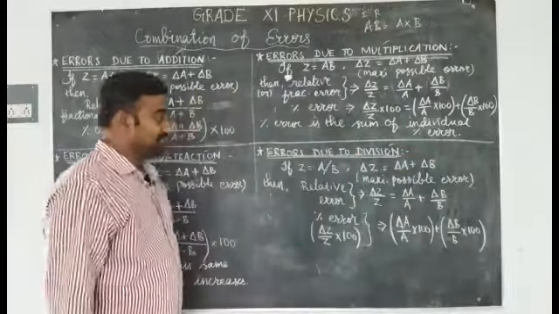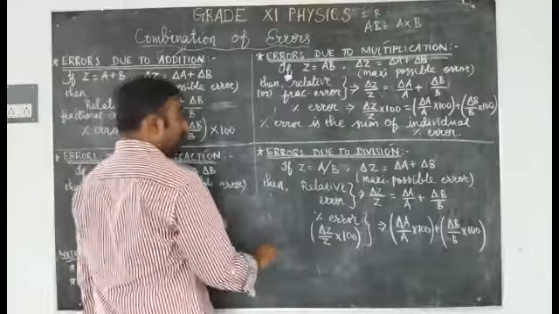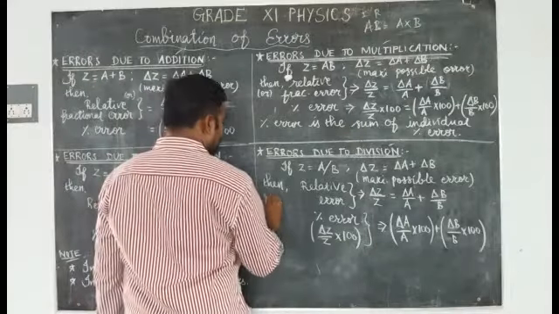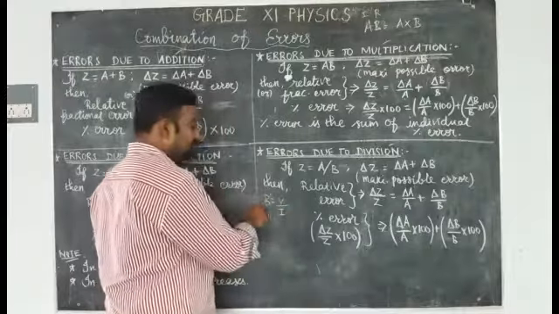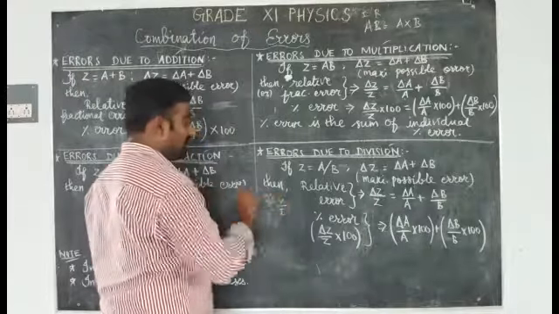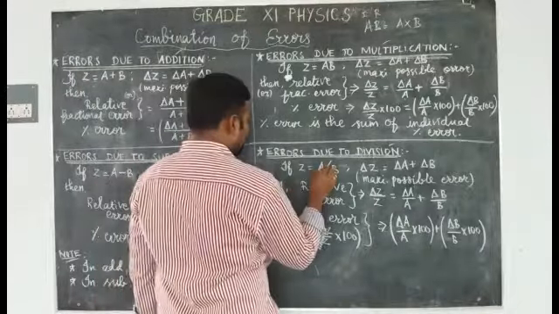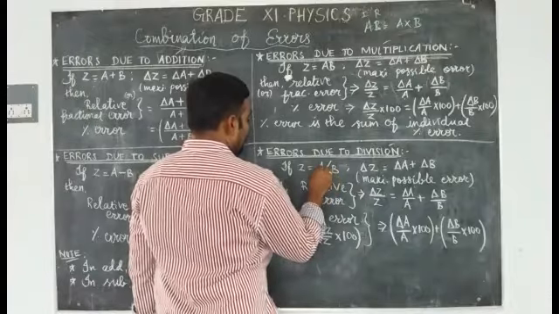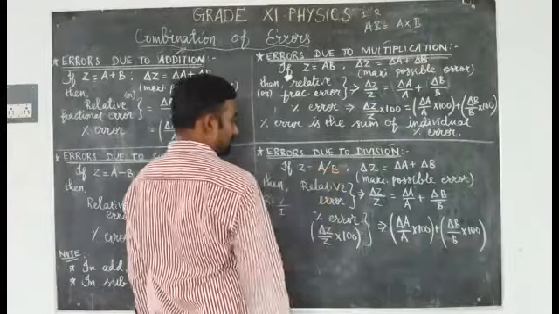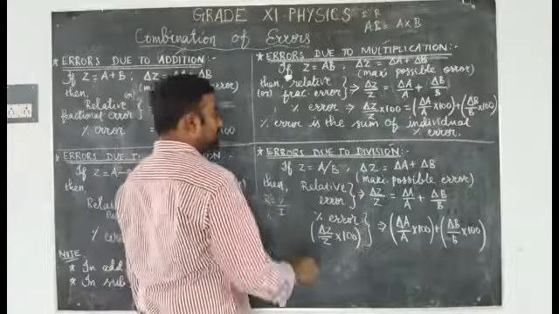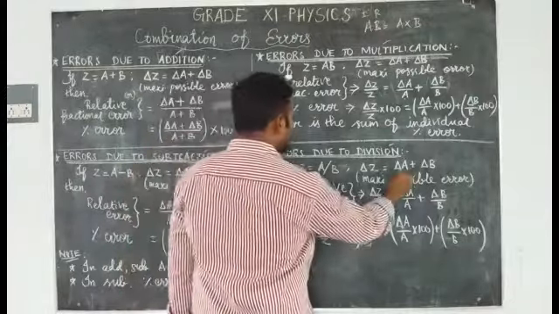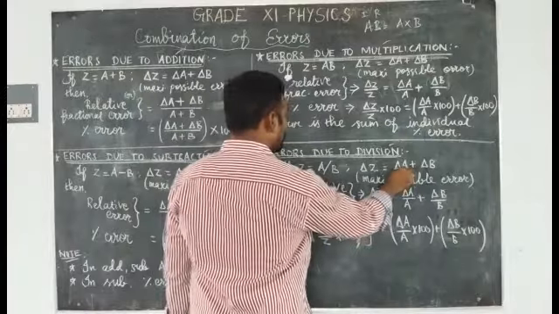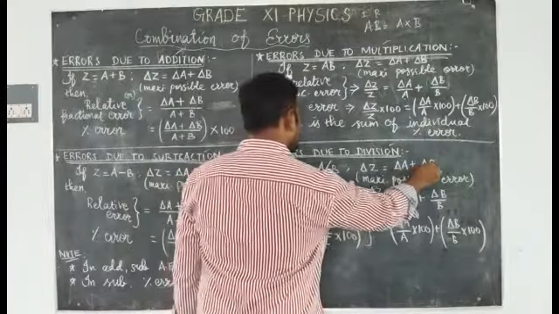Errors due to divisions. Same Ohm's law we can take. From Ohm's law, R is equal to V by I. From Ohm's law, resistance is the ratio between potential difference and current. Where V is the voltage and I is the current. Therefore, Z is the, what is the Z? It's the resistance. Similarly, delta A is the error of the voltage and delta B is the current error.